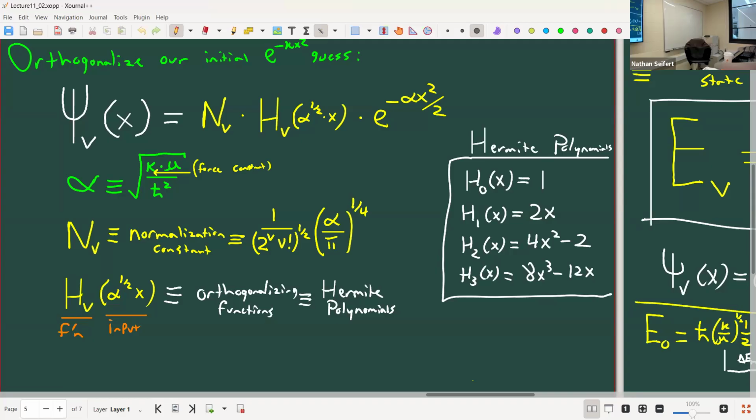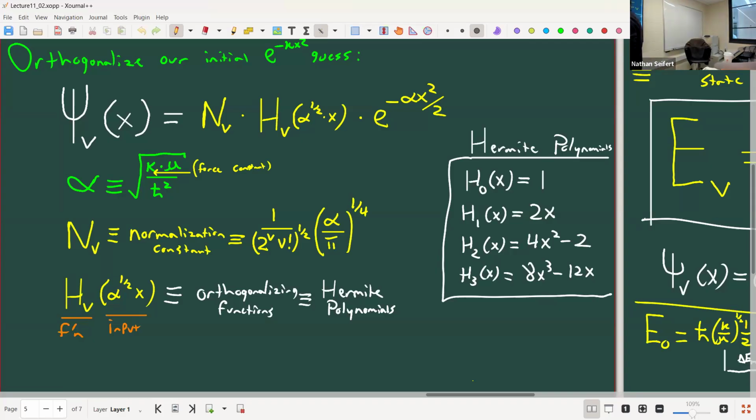Right? And you can just look these up. There's a lookup table. There's a way to calculate these explicitly. It's not a big deal, just a lookup table. And so the net function is right. So in the ground state, v equals 0, the Hermite polynomial is just 1, doesn't matter. So v equals 0 is just a pure Gaussian function. Right? It just looks like a nice smooth Gaussian.